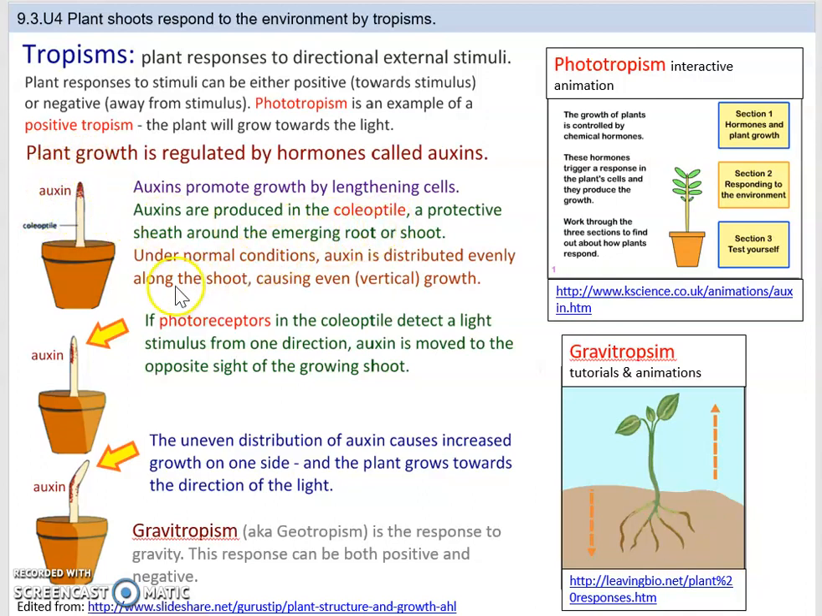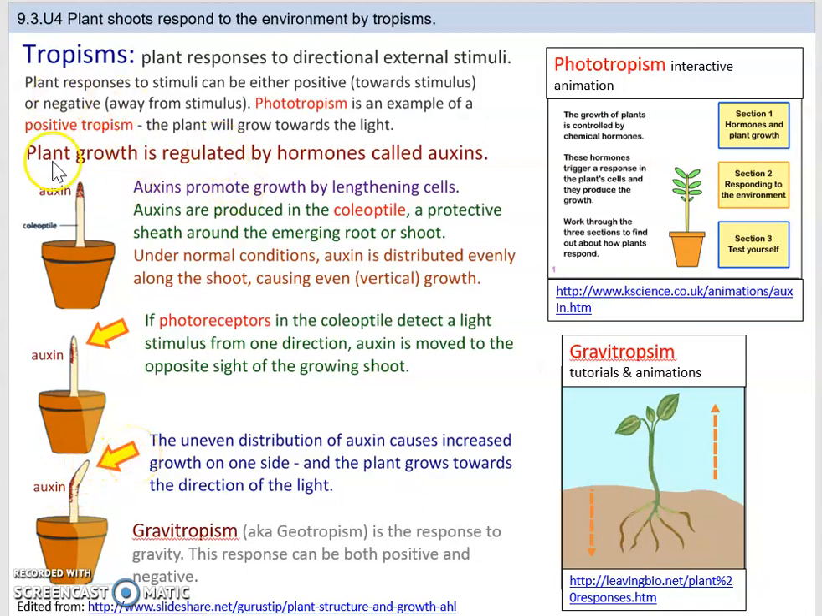So if plants receive light just from one direction, what's going to happen is that they're going to grow in this direction. And if they grow in this direction, as you can see here, that means that there must be more cells and more elongated cells in this side of the plant. So what we've got here is positive phototropism, growth towards the light.